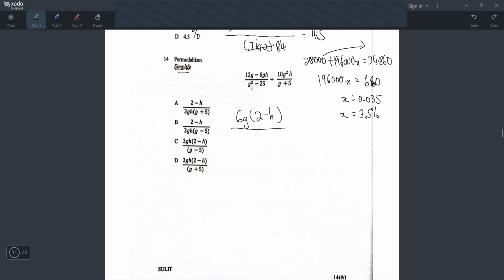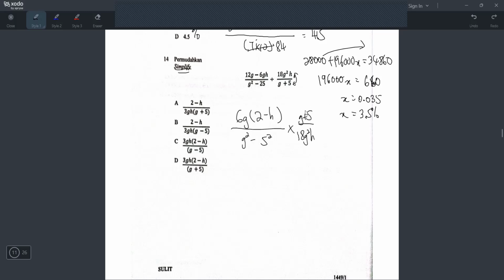Let's go again. G square minus 25. This one also can factorize. 25 can jadi 5 square. Why do I make it into G square minus 5 square? So that later I can open 2 brackets. The first bracket, I'll write G minus 5. The other bracket, I'll write G plus 5. And then divide, I can actually change to times. The G plus 5 one have to terbalik. So the G plus 5 duduk atas. And then 18G square H, nothing to factorize. Cannot simplify already this one.